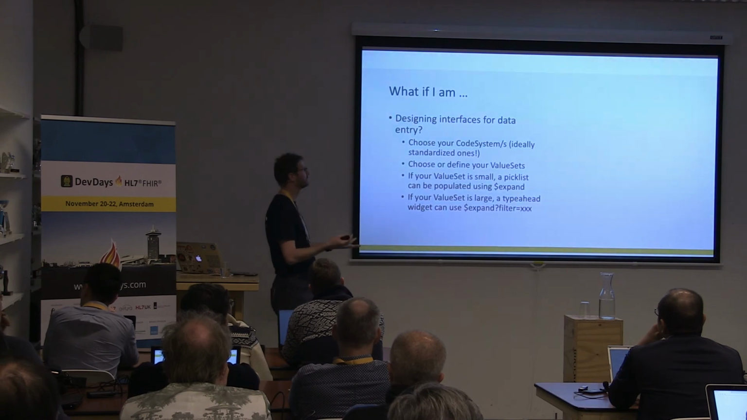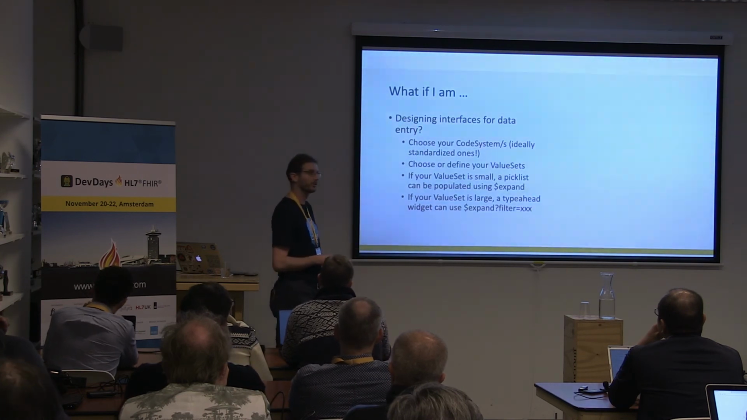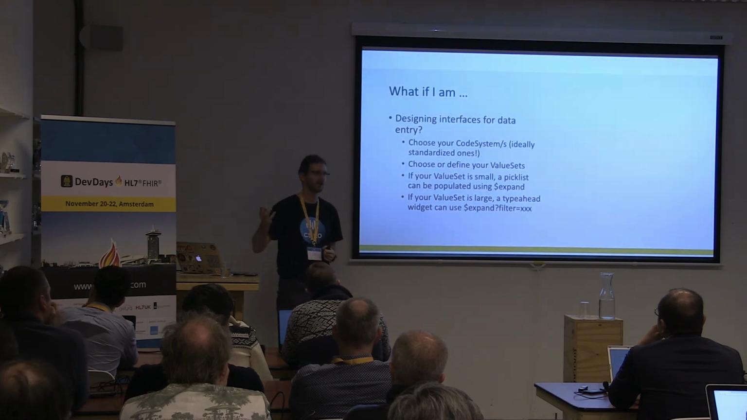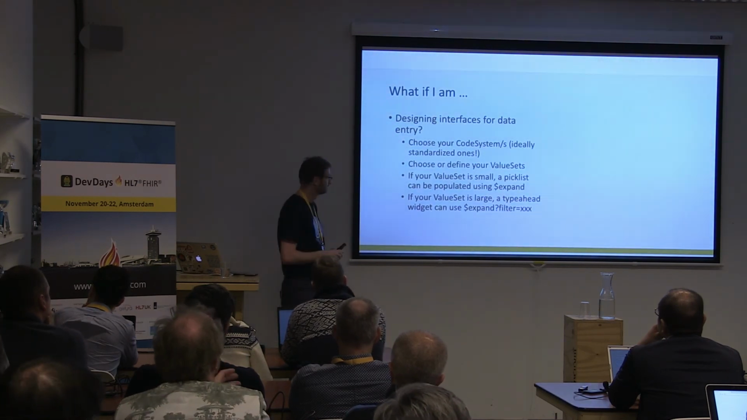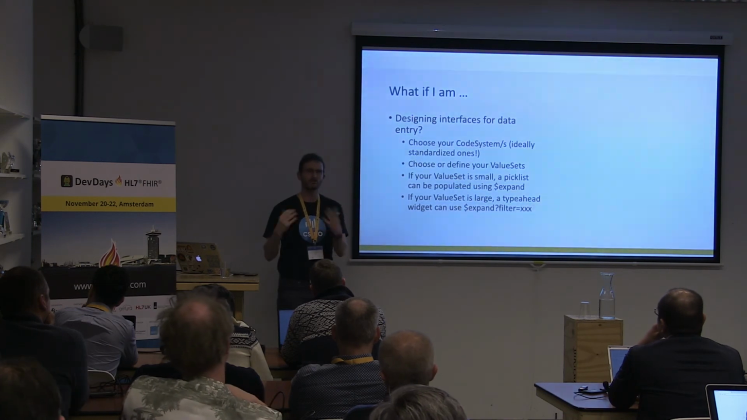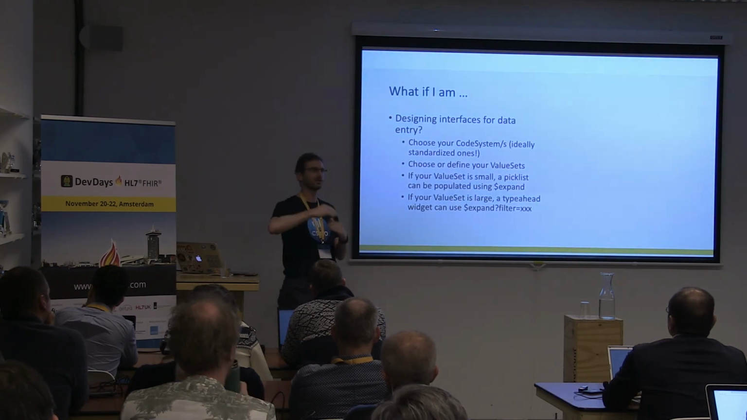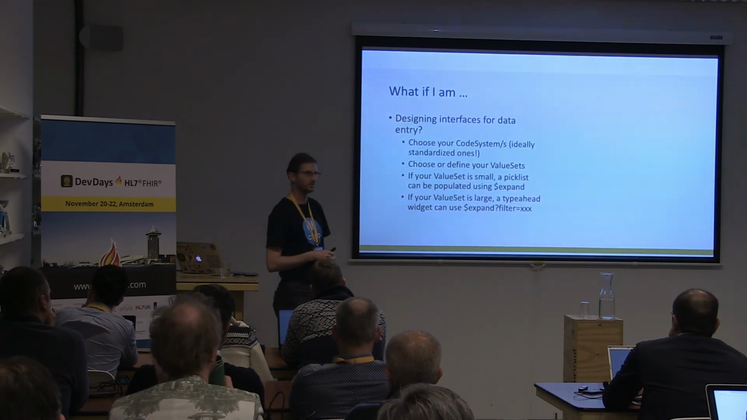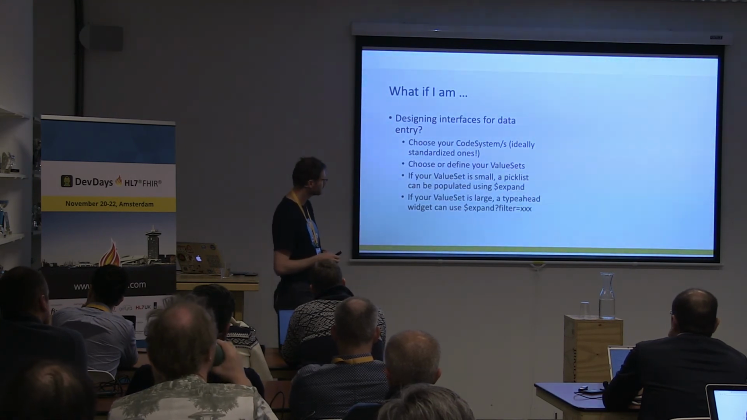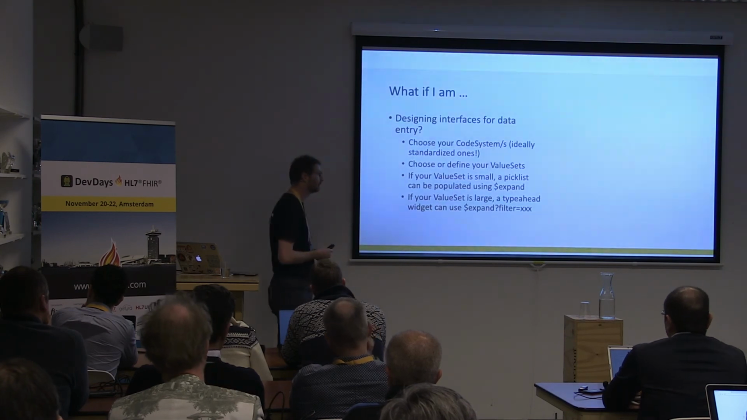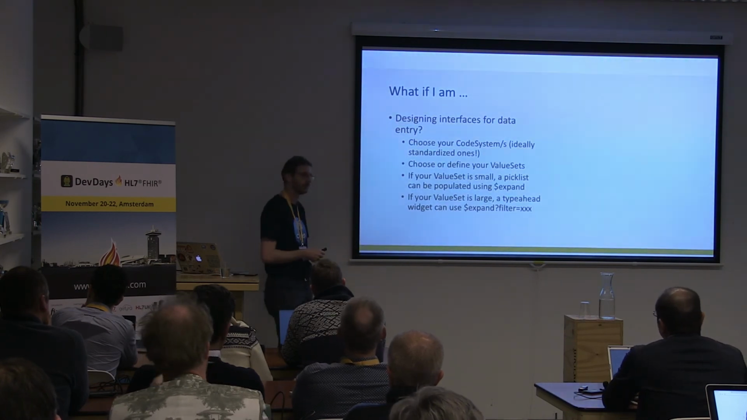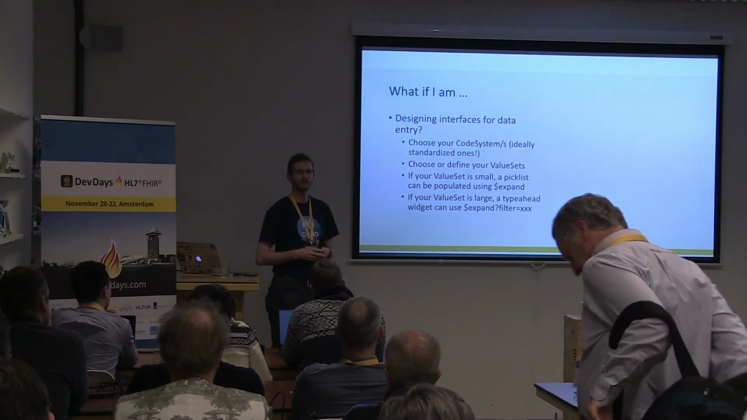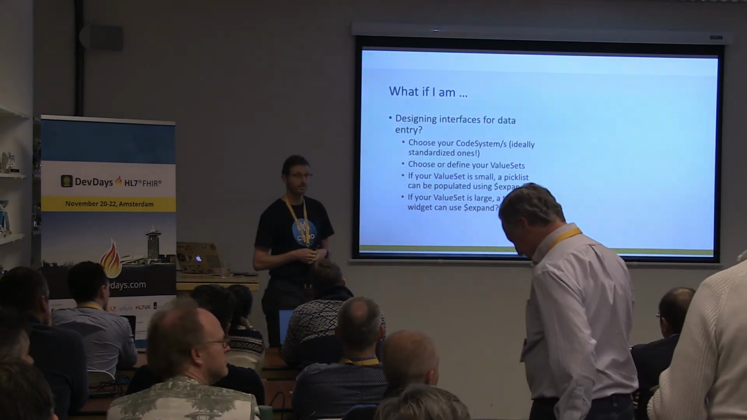But once you've chosen the code systems that you need to support for data entry, then you need to define value sets. Sometimes that's a really simple value set, like all of the code system. Or sometimes it's going to be much more specific, where you want to narrow it down to a certain list of codes or some certain rules that determine which codes are acceptable in that context. If your value set is small, you might be using something like a pick list or even radio buttons, and you can retrieve that list of possible values using expand.